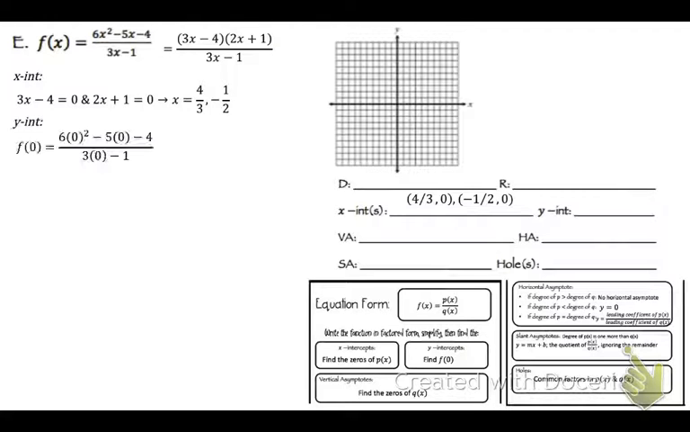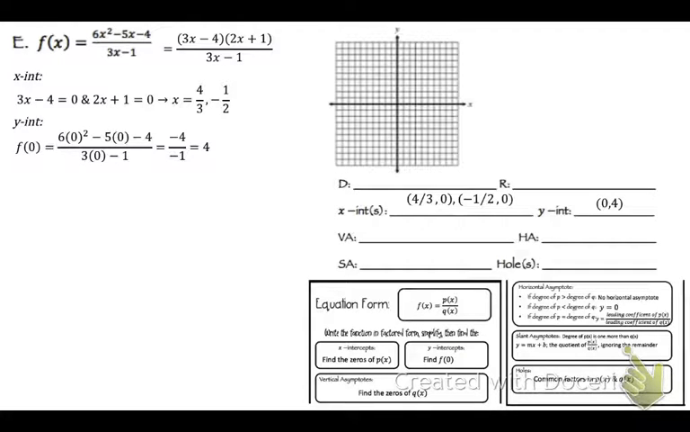My y-intercept, plug in 0 to the equation. You get negative 4 over negative 1, which is just 4. So that's (0, 4). You could plug that into the factored equation, and you'd still get 4, so it doesn't matter which one you plug it into. Okay?